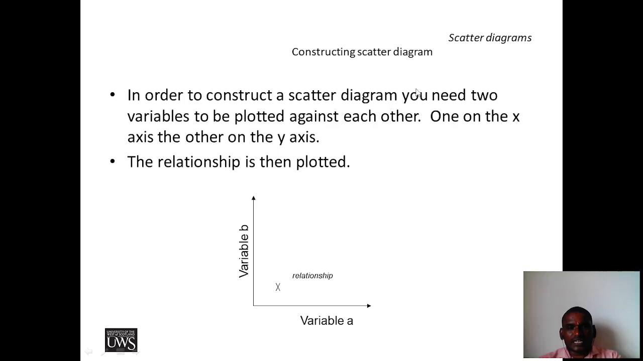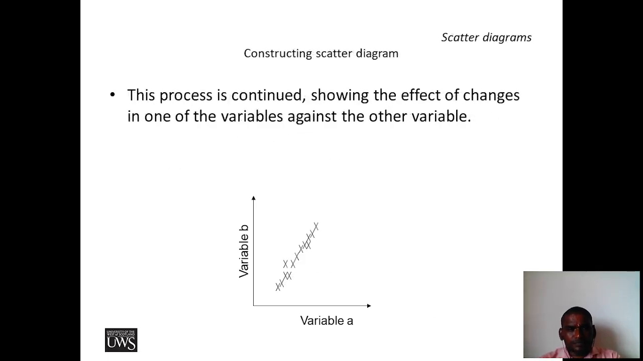In order to construct a scatter diagram, you need two variables to be plotted against each other, one on the x-axis, another on the y-axis. Based on that we can represent the relationship between the two variables. There are many scatter diagrams available based on the concepts. This process continuously shows the effect of changes in one variable against another, variable a and variable b. This will be represented as a scatter diagram.